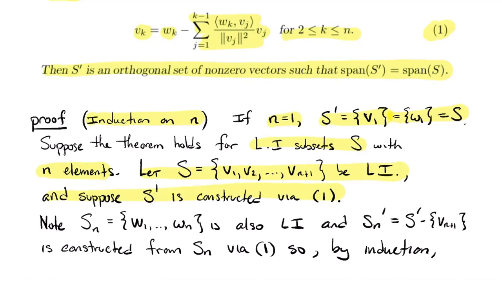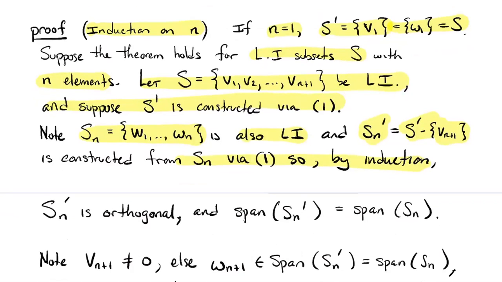Okay, so if I denote by Sn the first n elements of S, well, that certainly is also linearly independent, yeah? And its Sn prime would just be S prime, take away that last vector, Vn plus 1. So it is constructed from Sn via 1. So I can use the induction hypothesis. I can say that Sn prime is an orthogonal set and its span is the same as Sn. Okay, so that's most of the work, the first n elements. But let's look at the last one.